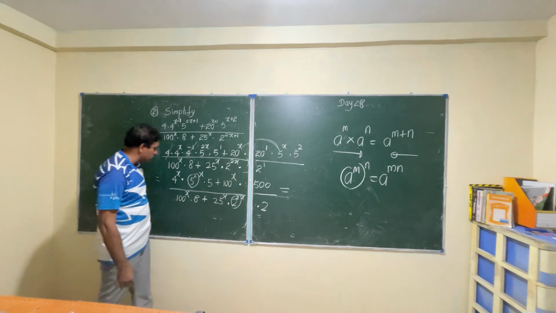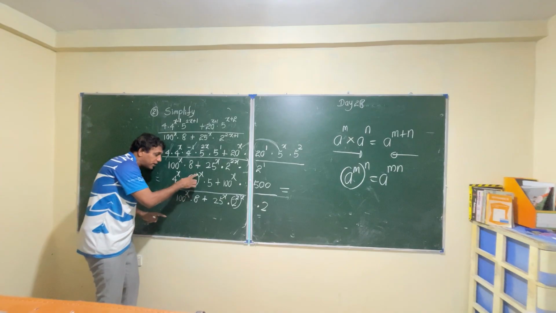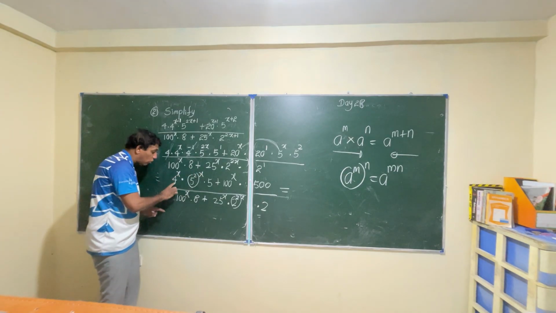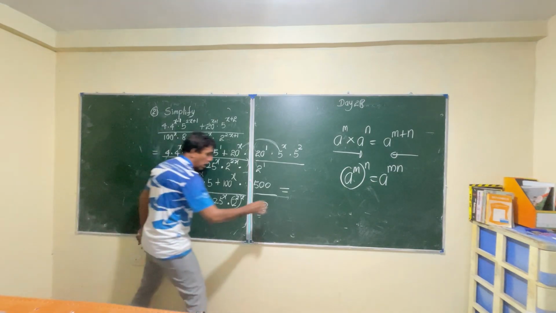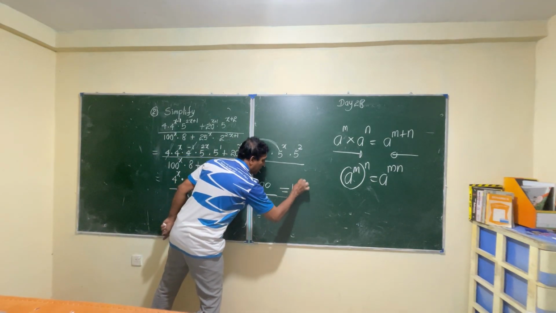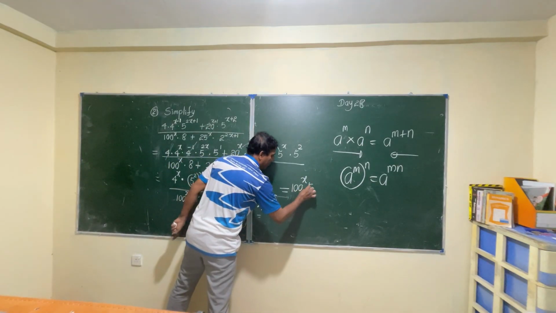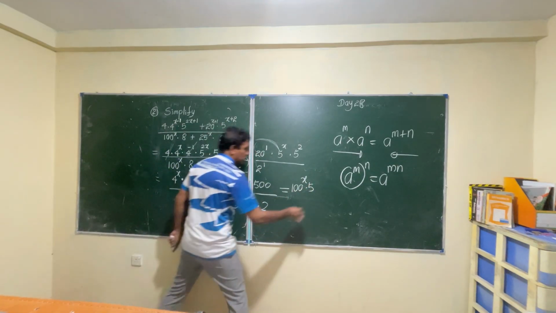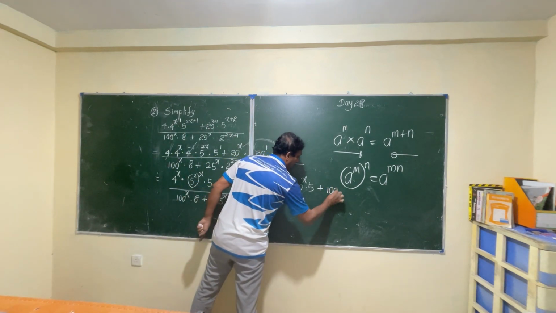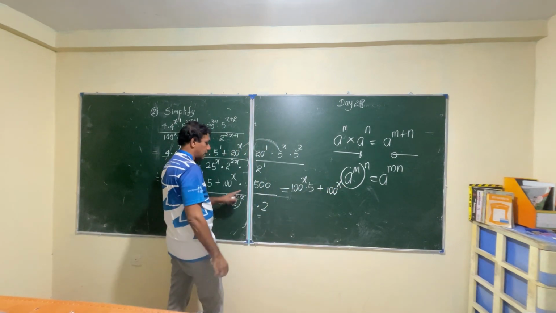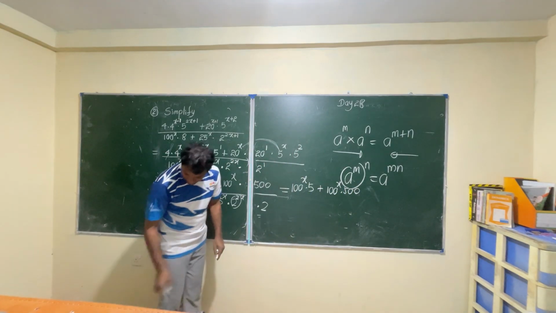Now say this completely: 25 to the power x, 4 to the power x, common power, 25 into 4 is 100 to the power x. And there's a 5, and the other part here is 100 to the power x into 500.